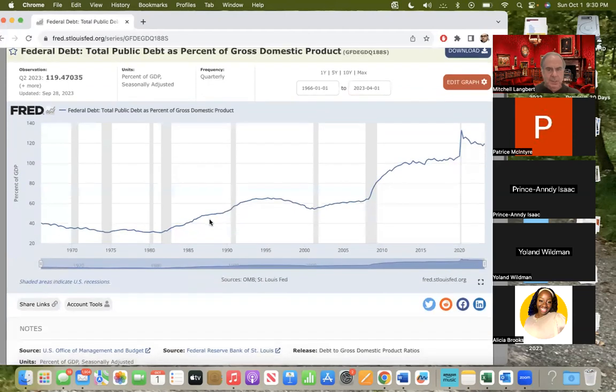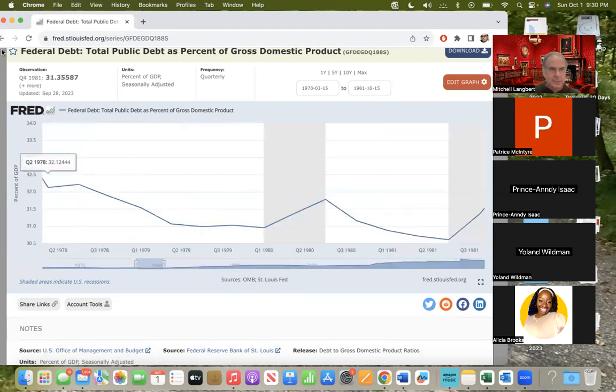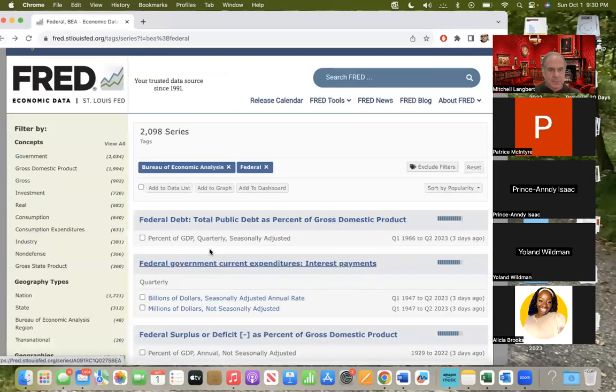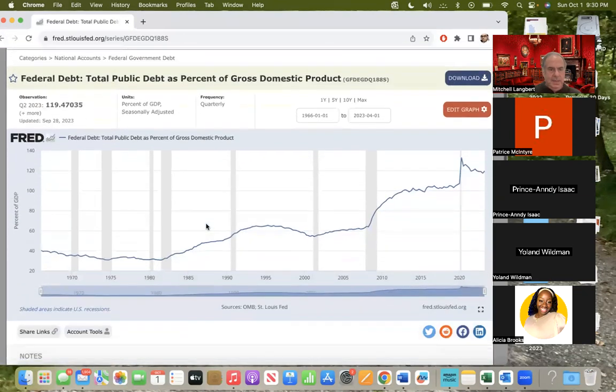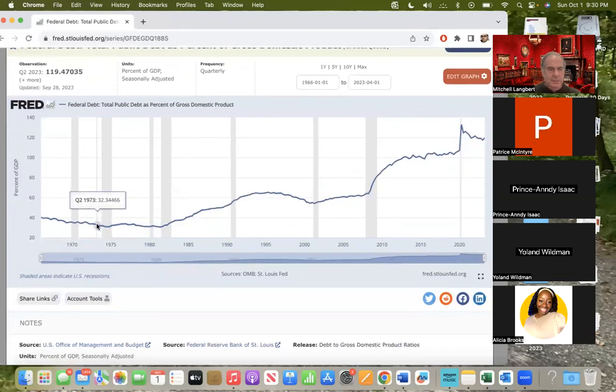When I was in high school, so we're talking 52 years ago, this was in 1970. It was all the way down to 40%. The total federal debt as a percentage of gross domestic product is 40%.